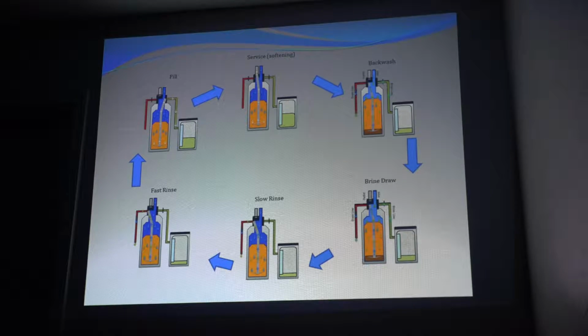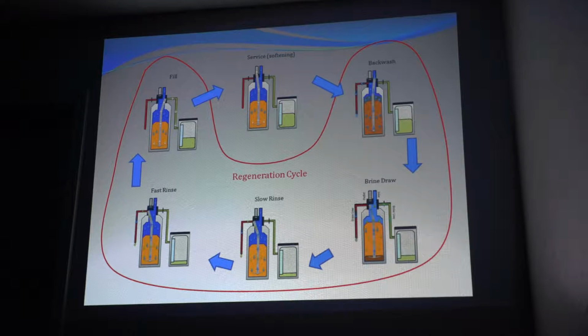So when it does regenerate, the first stage of regeneration is backwash. I think we might have a different picture here. Here we go, the regeneration cycle. The first stage is backwash, where the water is directed through the distributor tube and flushed up through the resin, lifting that resin. The desired amount is 50%. And that's approximately for 10 minutes.